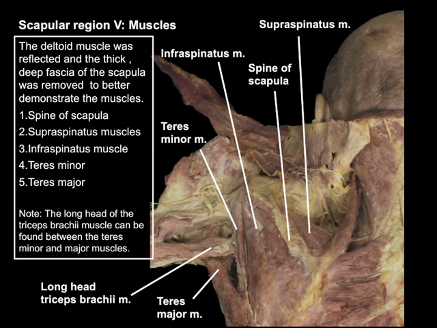Also, note that the long head of the triceps brachii muscle can be found between the teres minor and major muscles.